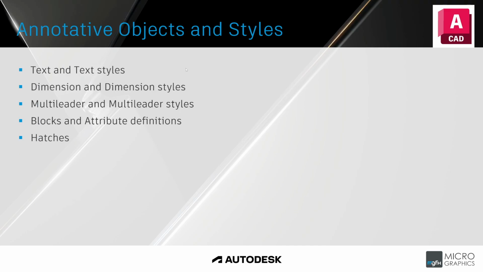So with annotative objects and styles, we can take those two workflows and merge them together. Annotative objects and styles apply to text, dimensions, multi-leaders, blocks, and hatches. And with these as well, you will be creating everything in model space, as we'll see a little bit later, and then it will resize in your viewport when you create the scale. But there are a couple of things you need to do in the workflow to be able to get it to do what you want to do.